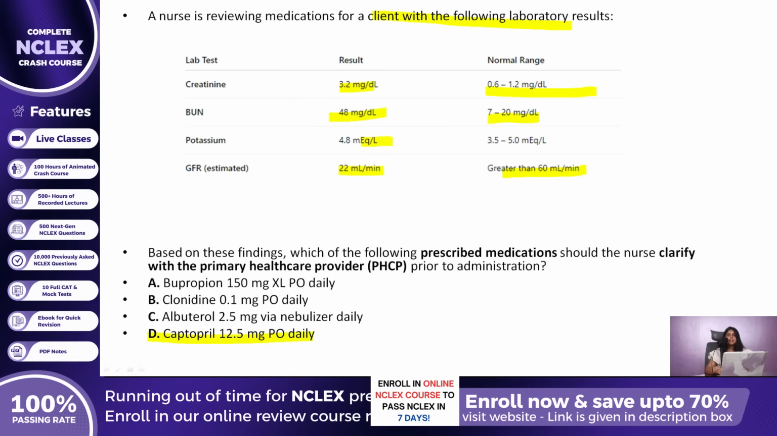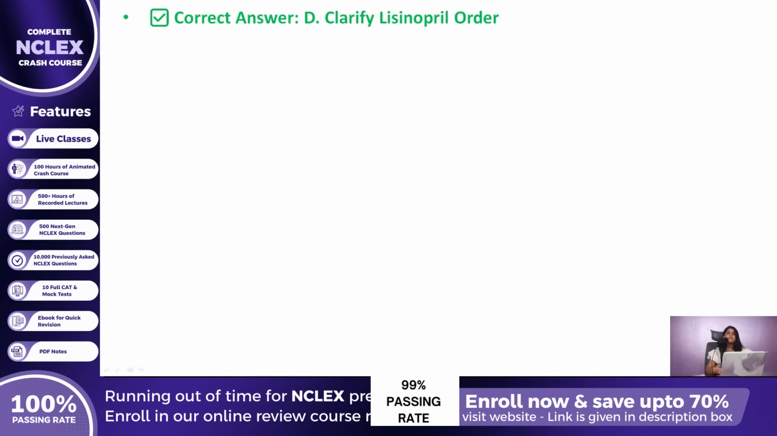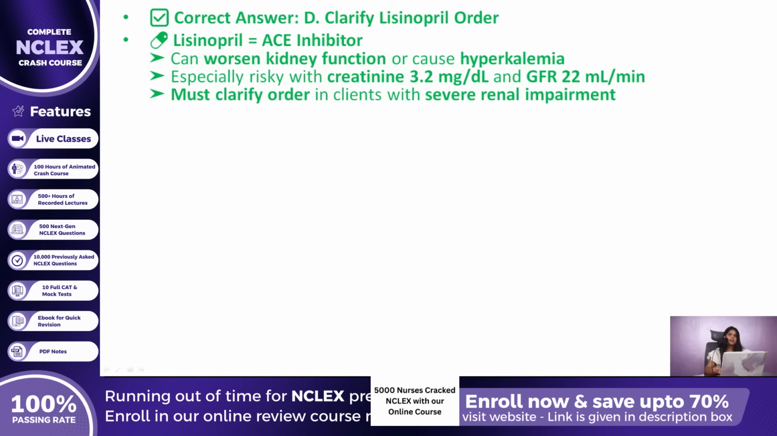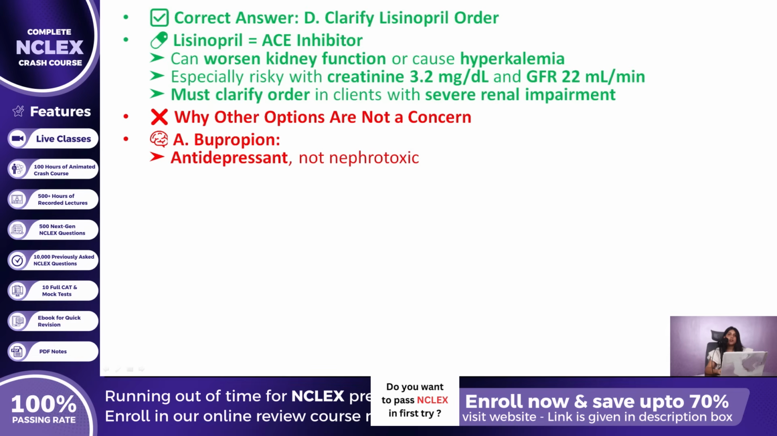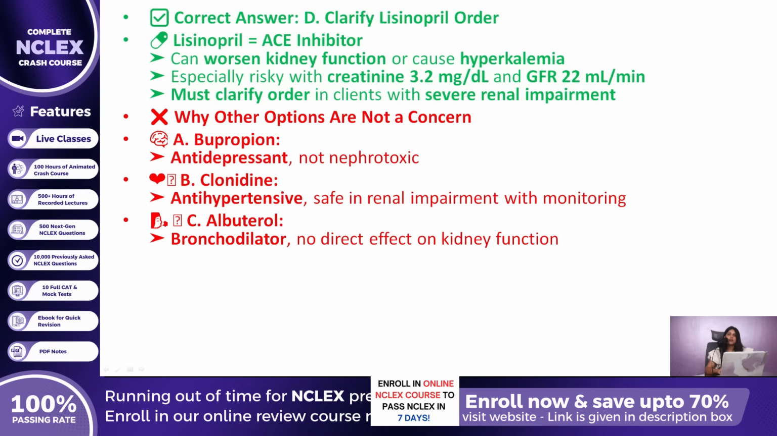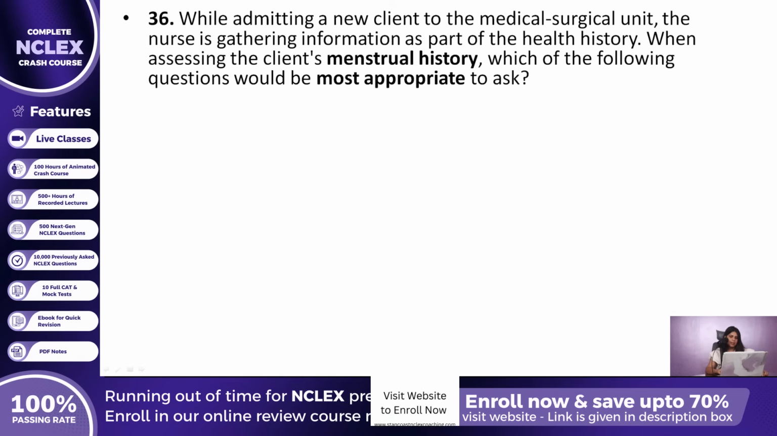Captopril. As an ACE inhibitor, it can worsen kidney function or cause hyperkalemia in clients with severe renal impairment, like a creatinine of 3.2 and GFR of 22. So it should be clarified before administration. Options A. Bupropion, B. Clonidine, and C. Albuterol are not nephrotoxic and do not require the same precaution. Always review renal function before giving kidney-impacting drugs like ACE inhibitors. Let's move on to the next question.